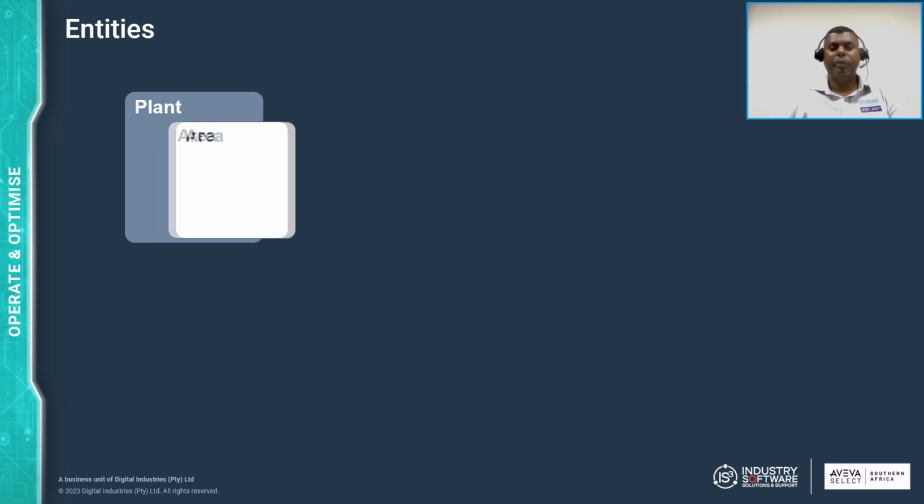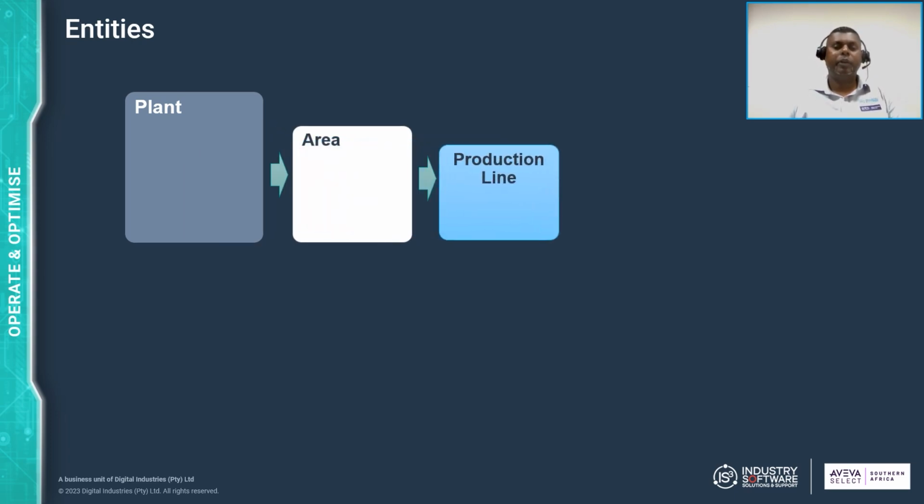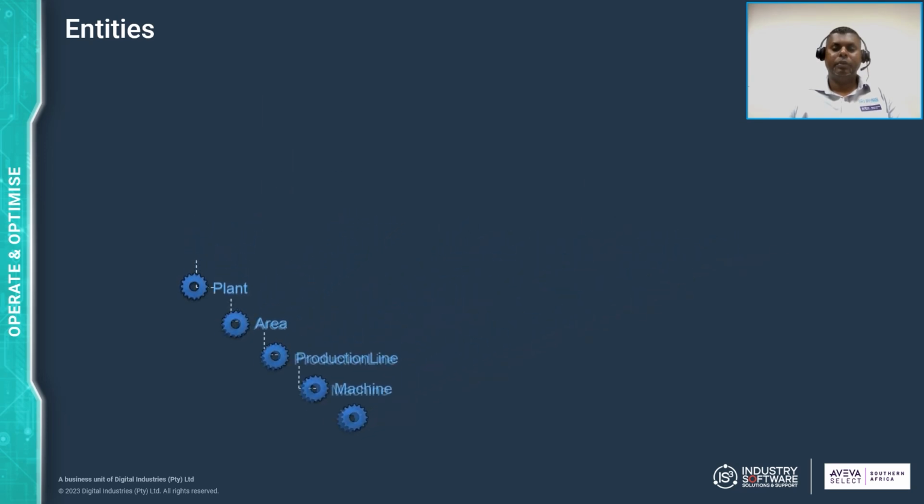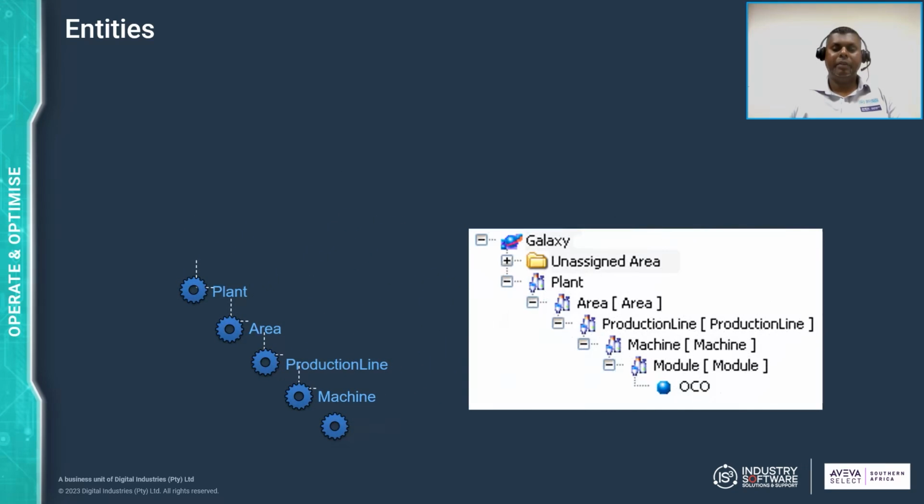On this slide, we can see we've got an area, we've got a production line, a machine, and a module. This can be replicated in our System Platform model view. So here we can see the hierarchy, and on the right-hand side, this is the representation of our model view within our System Platform IDE. We've got our plant, we've got our area that resides under the plant, production line, machine, module, and our operations capability object.